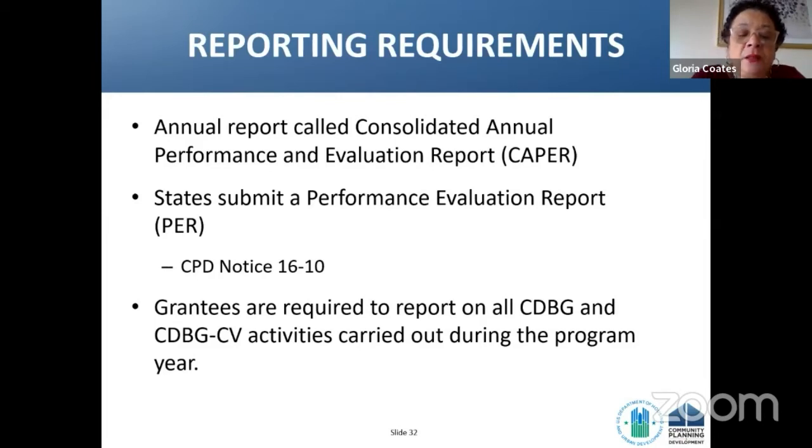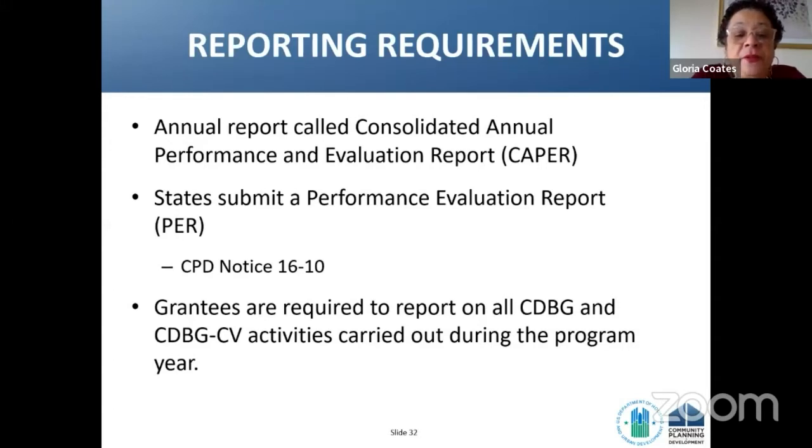And as you all are aware, I don't have to emphasize this too much, but whatever activities you carry out during a program year, regardless of the funding source you use, they have to be reported on in the CAPER.